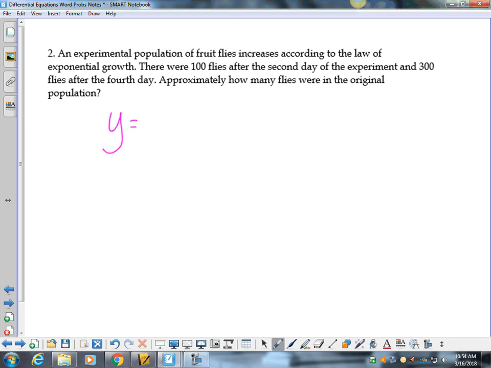Okay, so what's my equation for exponential growth? y equals C e to the kt. There were 100 flies after the second day and 300 flies after the fourth day. All right, tell me what we can do. Tell me what we know. What can we plug in? Do y'all agree with that? 100 for your y and 2 for your t? Okay, let's try that.